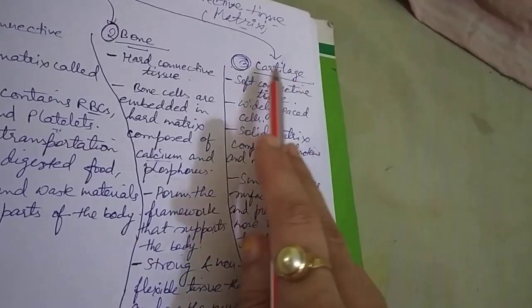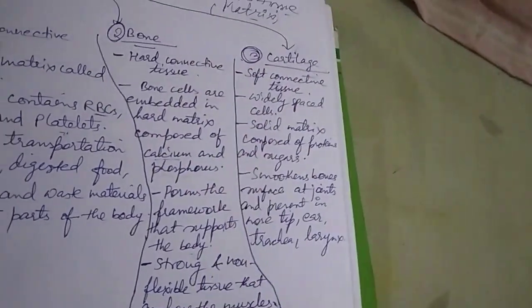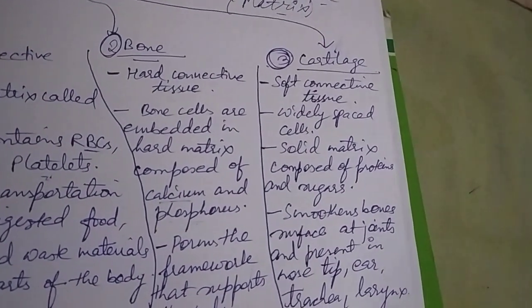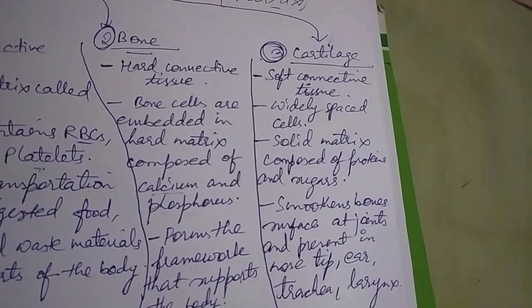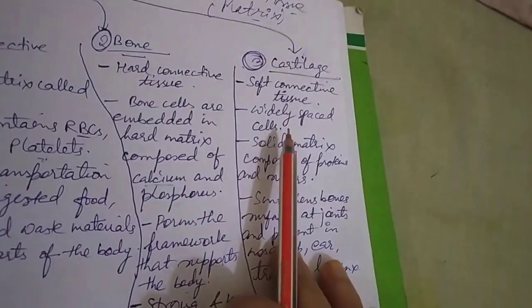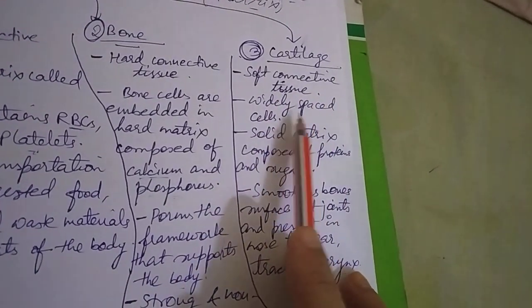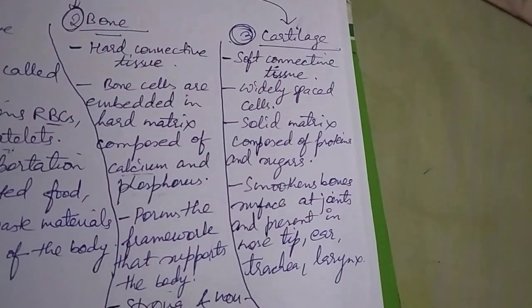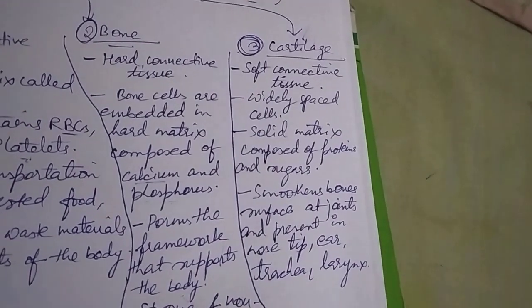Okay. The third type of connective tissue is cartilage. Cartilage is nothing but a soft bone. In simpler terms, if somebody asks you what is cartilage, you can say that it is a soft bone. When the bone is soft, it is said to be cartilage. So it is a soft connective tissue. It has widely spaced cells. The cells have very huge intercellular spaces between them. That's why they are soft connective tissue.